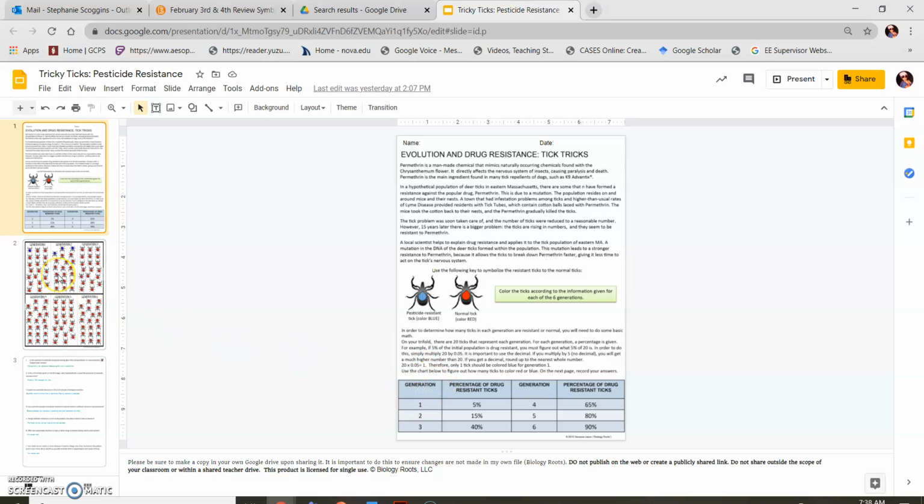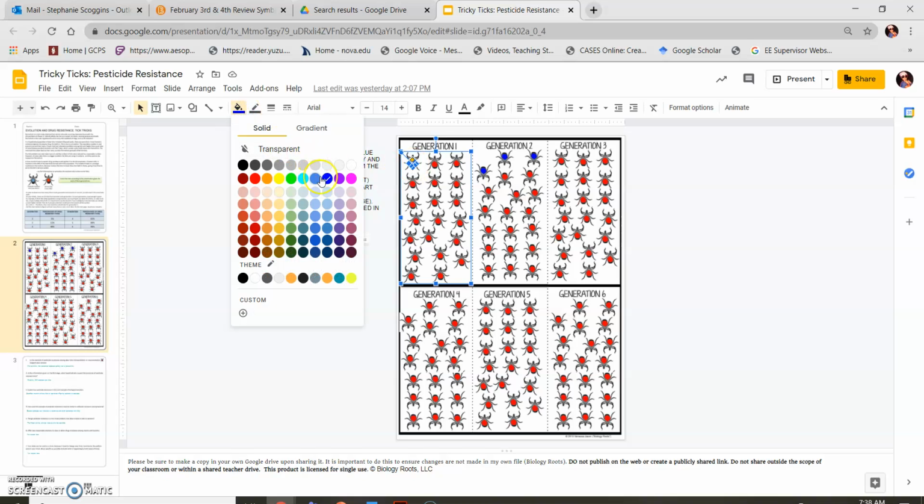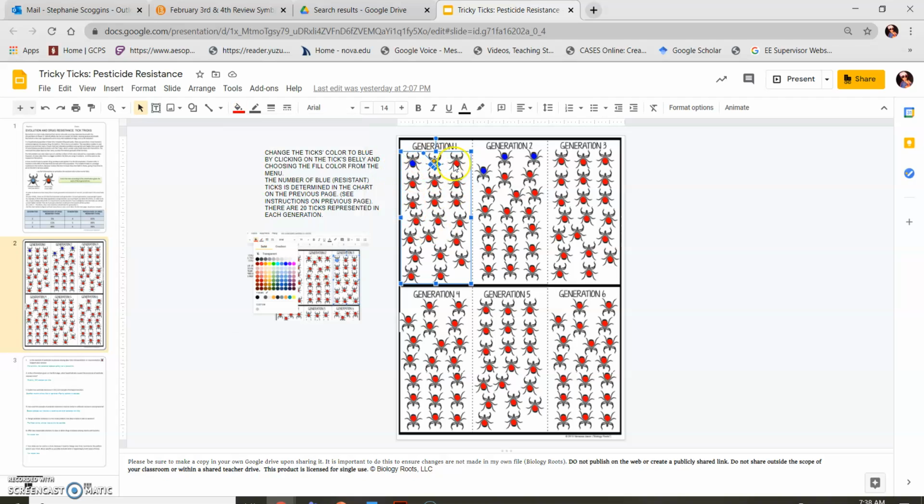So you'd go over here and you'd click one tick. You want to click on this little color until you see a diamond shape. And then you should be able to fill it in. So if they're resistant, you're going to make them blue, right? If they're non-resistant, they should stay red. And that's it for generation 1.